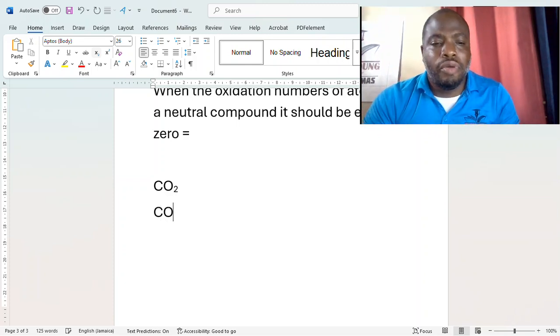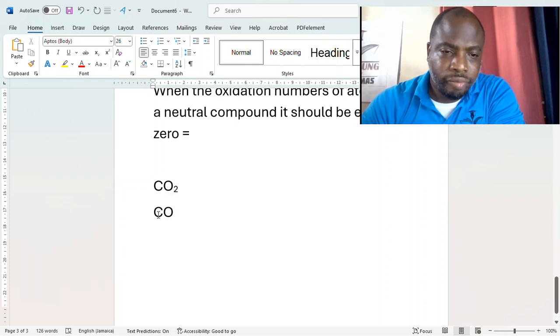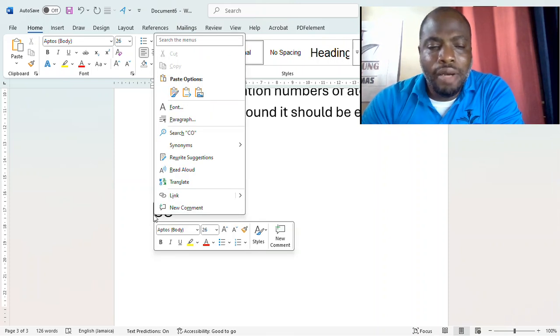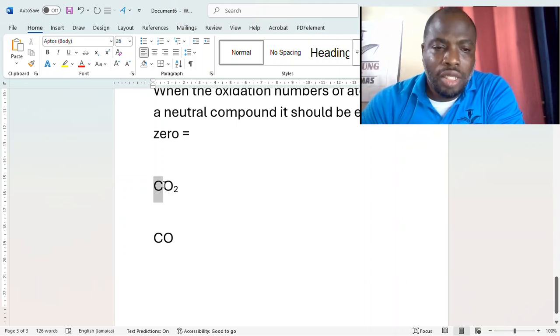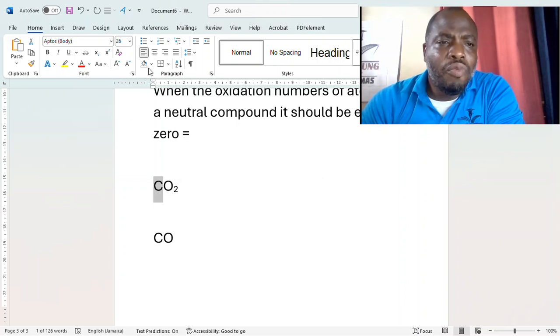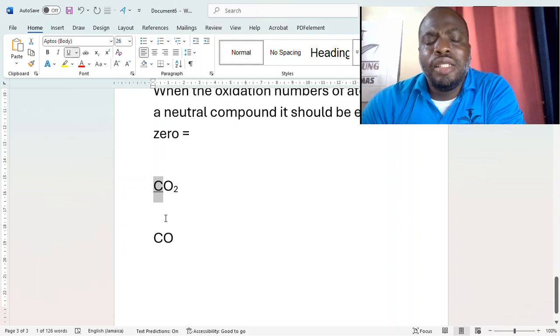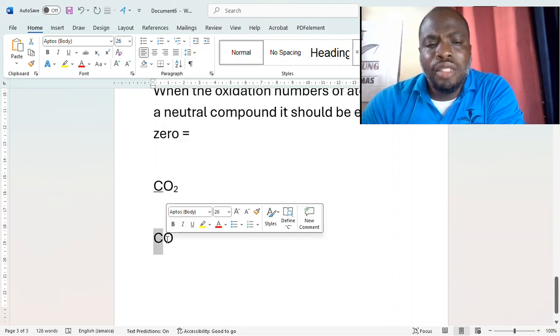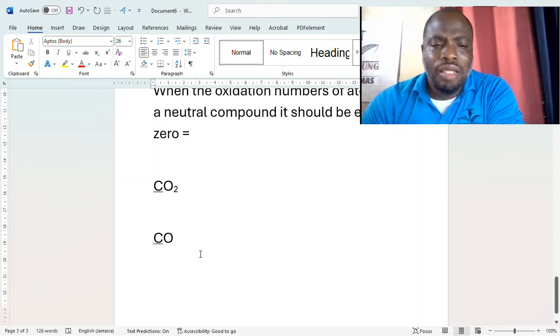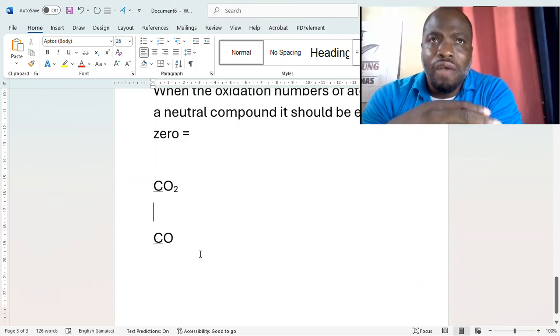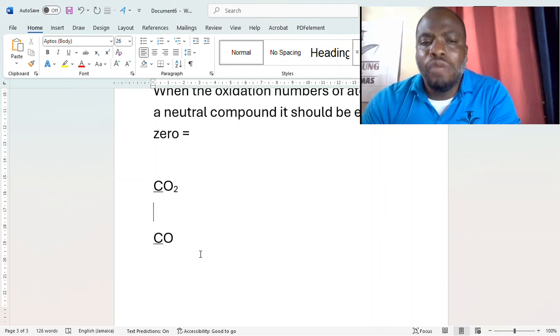I'm going to write another compound as well, just to show you how we can apply the rules that we just discussed. Now, again, usually the rule is set for oxygen. So the majority of the time we are applying one or two rules that will assist us in getting to the oxidation state of an element in our compound.